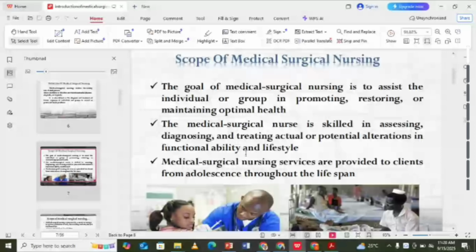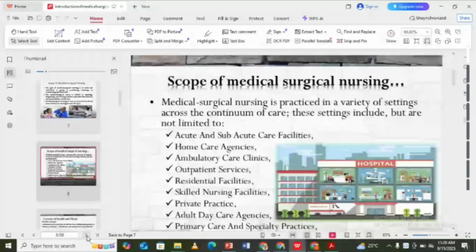I mentioned this, we are talking about adult nursing. So the clients here are adolescents all through the lifespan. MedSurg is practiced in a variety of settings across that continuum of care. There are so many settings. That's why I said MedSurg is the mother of all those specialties of nursing, because of the setup even in which it is practiced.